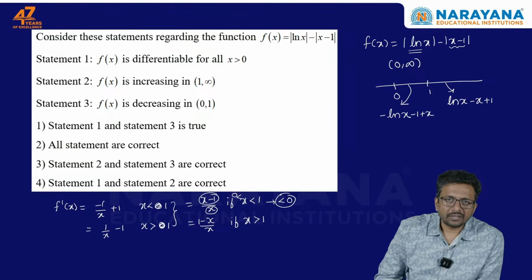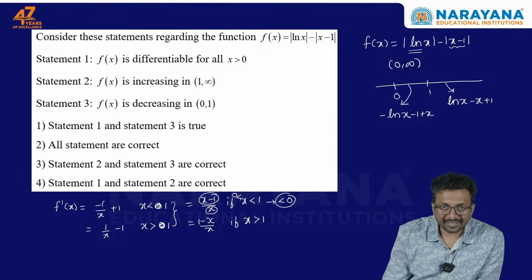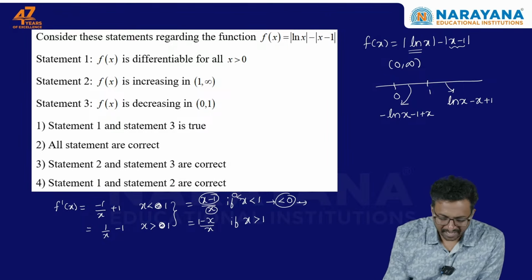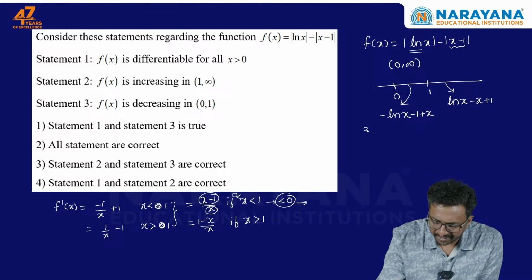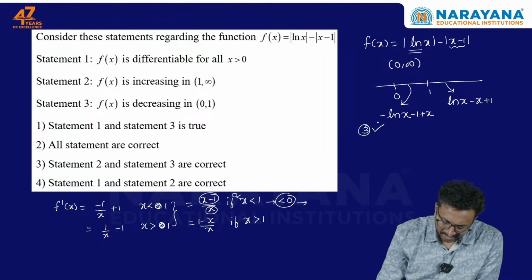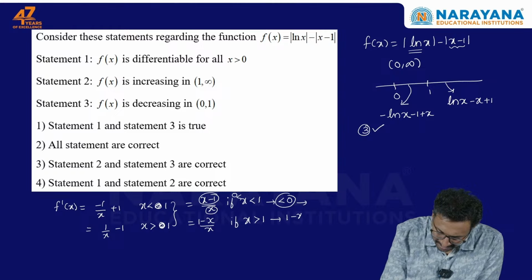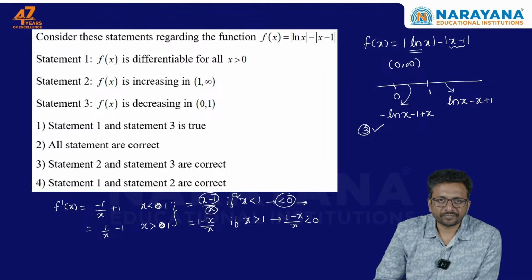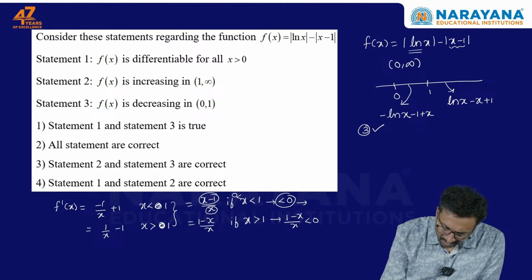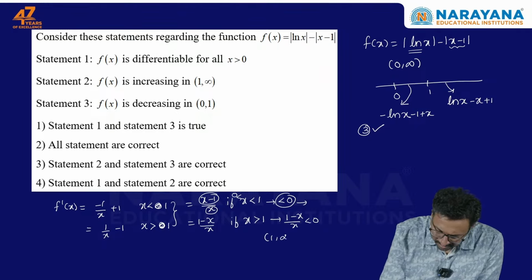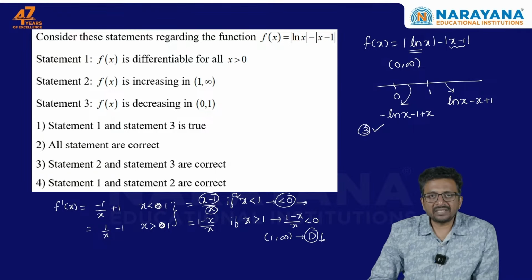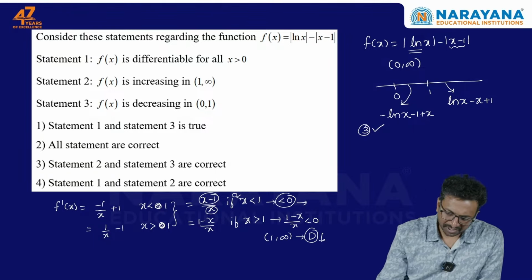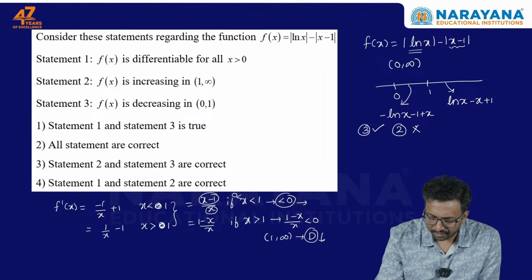Can you say this? Between 0 to 1, (x minus 1) by x is always negative. f dash is always negative. That means from 0 to 1, f of x is decreasing. So statement 3 is correct. Next, if x is greater than 1, you can see that (1 minus x) by x is also negative. So from 1 to infinity also the function is decreasing. Statement 2 says that f of x is increasing in 1 to infinity, which is wrong. So statement 2 is wrong.